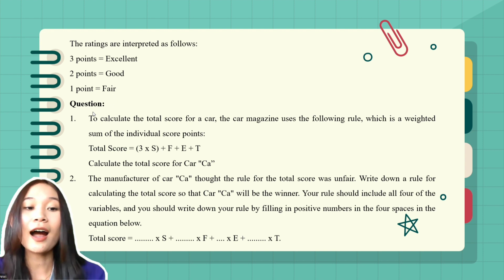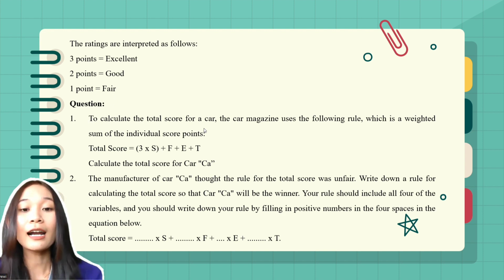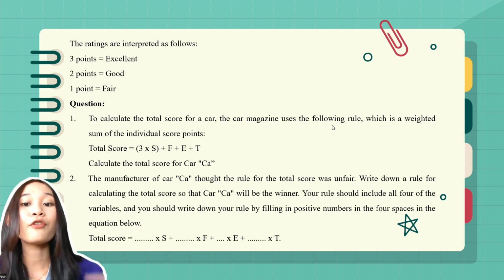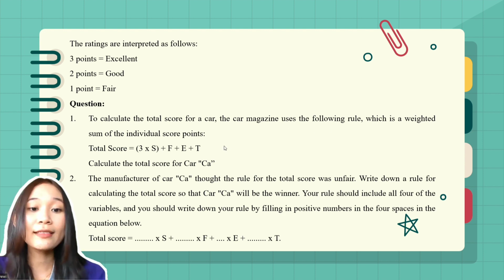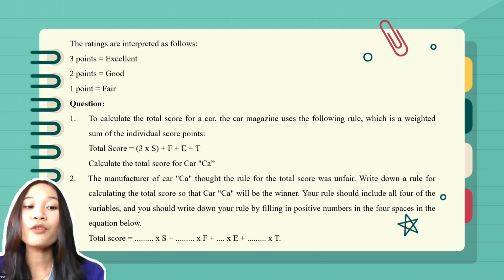The first question is to calculate the total score for a car. The car magazine uses the following rule, which is a weighted sum of the individual scores. The formula is: total score equals (3 times S) plus F plus E plus T. Calculate the total score for car CA.